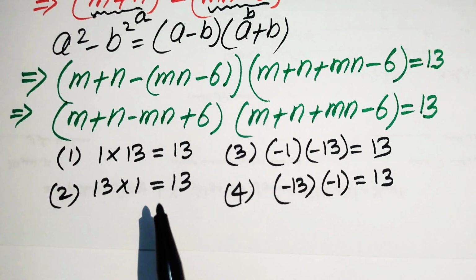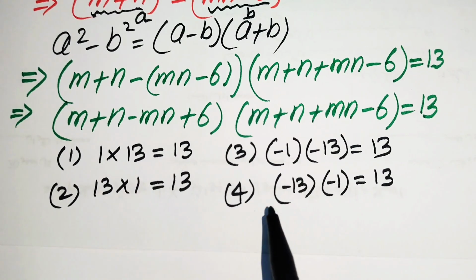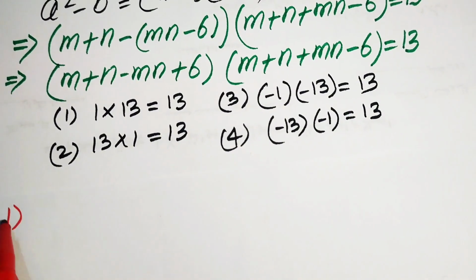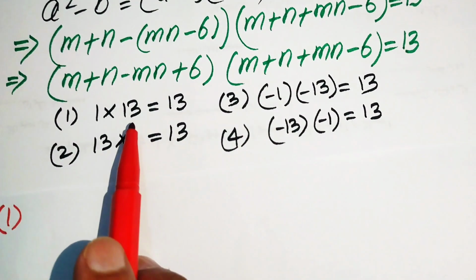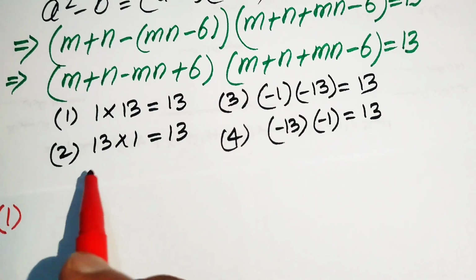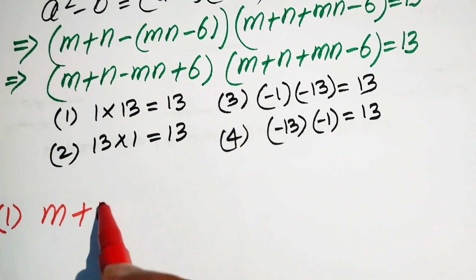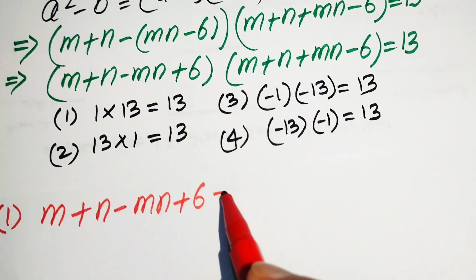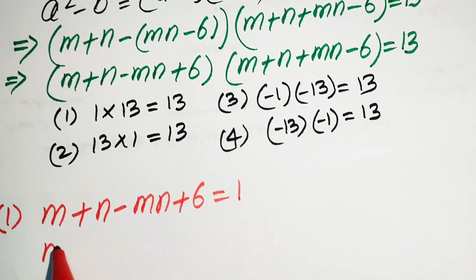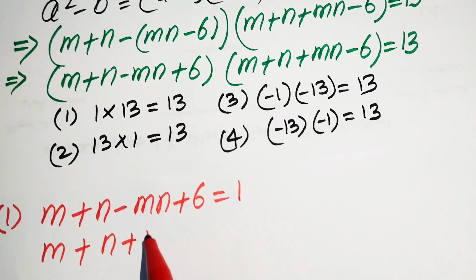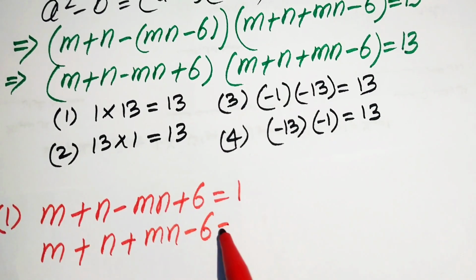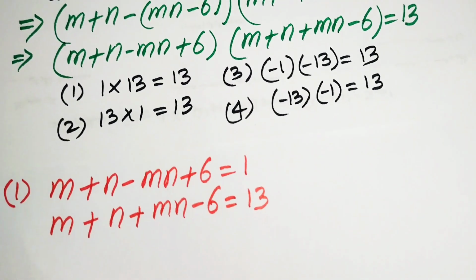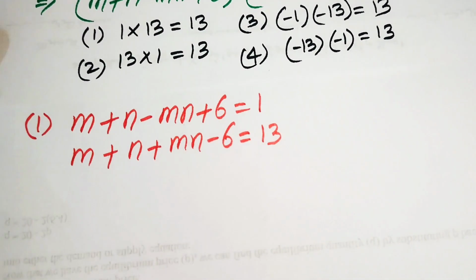So now we can find the value of m plus n from these four cases. First we focus on case number 1. In case number 1 we compare the left hand side with 1 and 13. So it will be written as m plus n minus mn plus 6 equals 1, and our second equation is m plus n plus mn minus 6 equals 13. So this is our case number 1, and now we find the value of m plus n from case number 1.